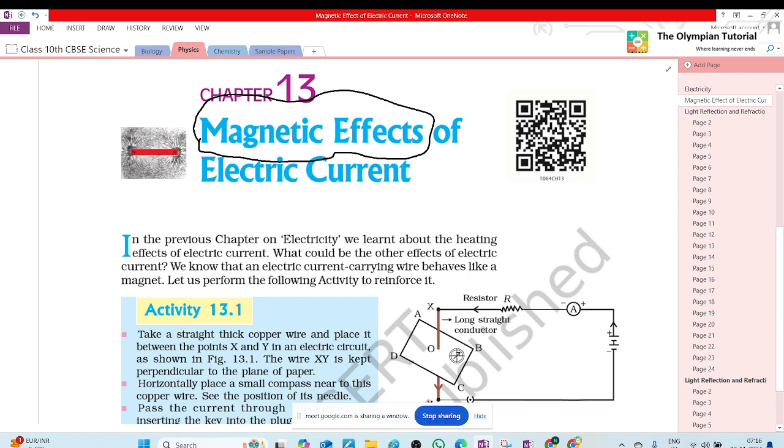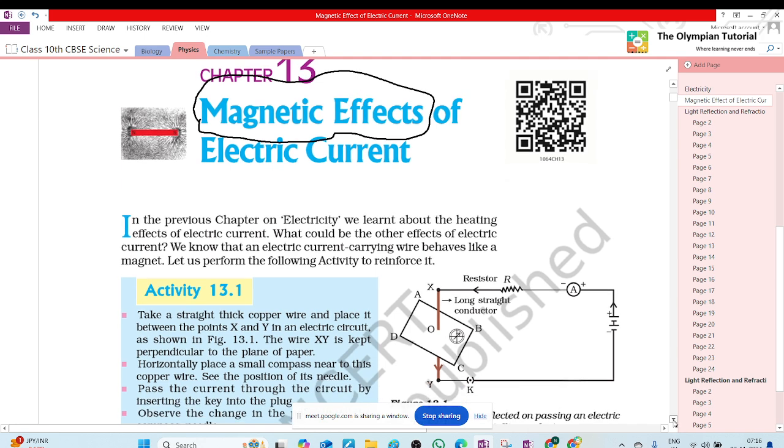Tanya, what do you know about the magnetic effects? Whatever you know, we will study all the things in this chapter, but you can tell me. Ma'am, they attract metallic objects like iron. Bar magnet, you remember? Yes, ma'am. In a bar magnet, there are two poles, north pole and south pole. Yes, ma'am.